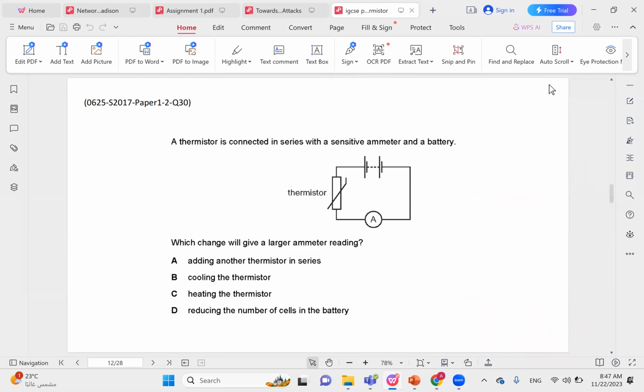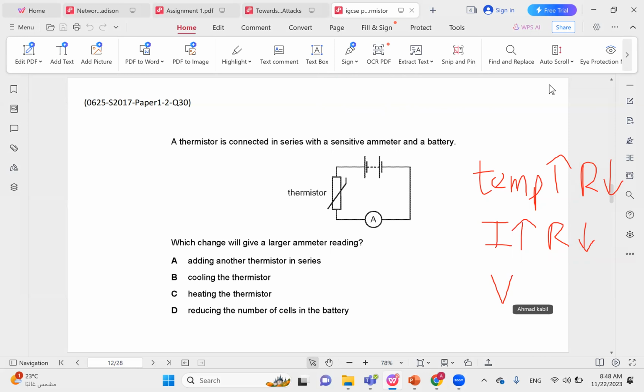So to summarize, we need three relations to solve any question on thermistors. Temperature and resistance: as temperature increases, resistance decreases. Current and resistance also have an inverse relation. Voltage and resistance have a direct relation. These are the three relations that you need to know in order to solve the remaining questions in this video.